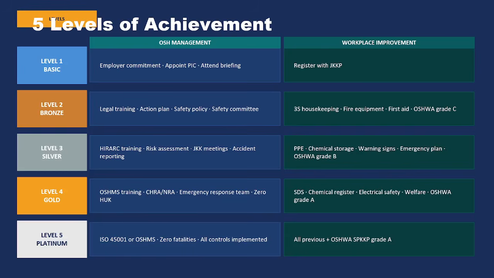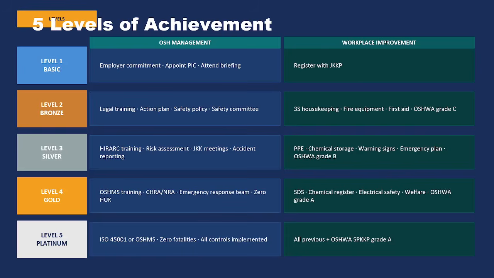Level 3, Silver. This is where risk assessment comes in, and this connects directly to what we teach in this course. The PIC must attend training on risk assessment. The company must actually conduct HIRARC, hazard identification, risk assessment, and risk control, and document it for all work activities. JKK meetings must be held. An accident reporting procedure must be in place. On the physical side, PPE, chemical storage, warning signs, emergency plan displayed, an assembly point, an OSH notice board, and OSHWA Grade B.